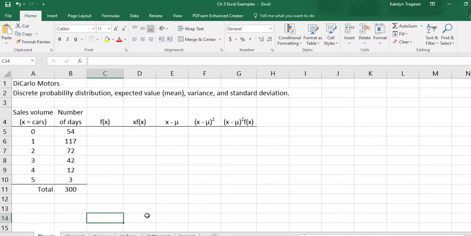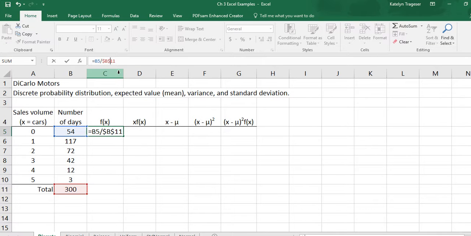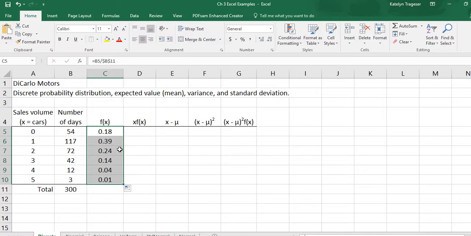Now with this information, we're going to go ahead and calculate the discrete probability distribution. So to do that, our f of x equals the number of days for a particular sales volume divided by the total number of days. Now I'd like to just copy this formula down, but remember our total number of days is always going to be the 300, so we can lock that cell in, the row and the column. So again, we'll just drag my formula down, and we found the probability distribution for each sales volume.